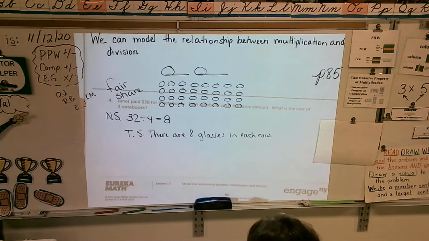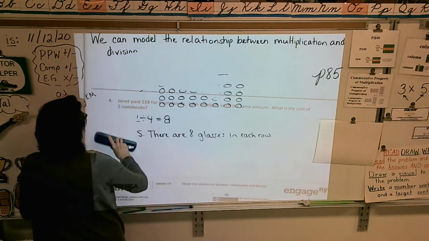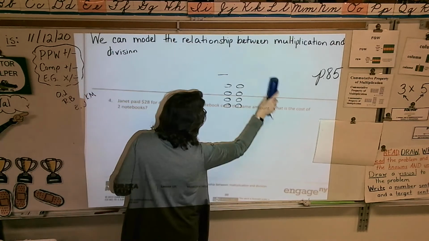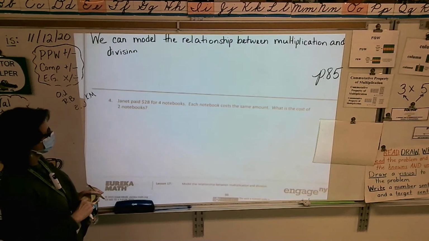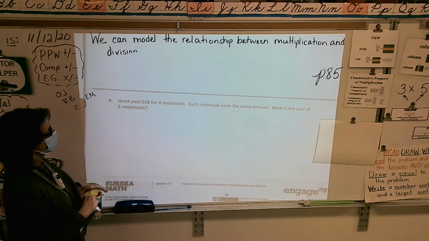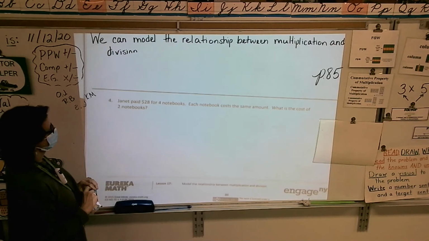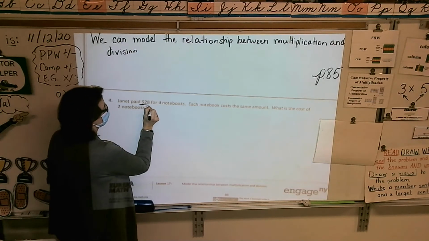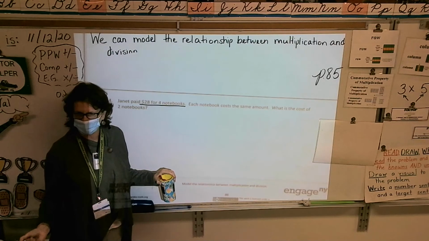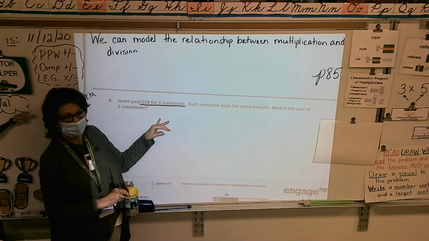Okay, read the problem for us, please, Lucas. Jana? Page 28 dollars for one notebook. Each notebook costs the same amount. What is the cost of 2 notebooks? Okay, so what we know is she pays $28 for 4 notebooks. How many notebooks does she buy? 4. We know she buys 4, and we know that the total cost is 28, isn't it?